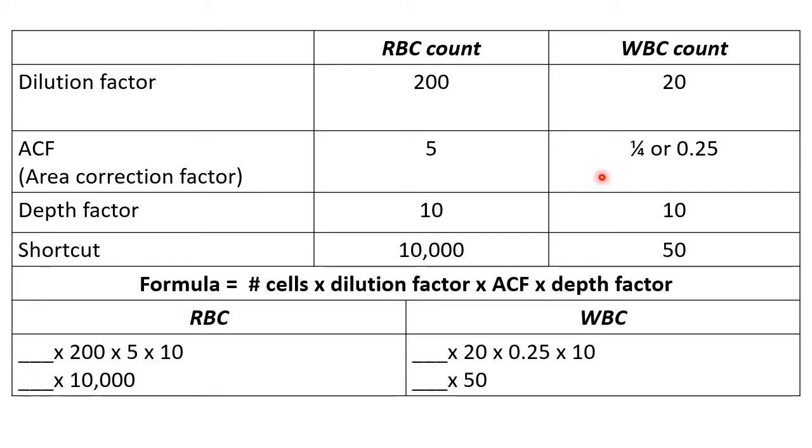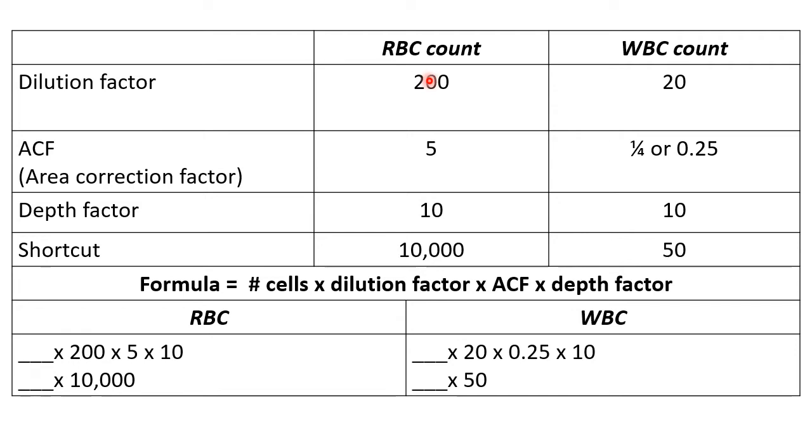Ang explanation dito is that hindi nga pantay yung area, kaya natin tinawag na ACF, no, area correction factor, to adjust for the area of the square. Okay? Ay, 4 yung square na ginamit natin. So, 1/4 or 0.25 ang ACF natin for WBC. Sa depth factor naman, parehas sila, no? Since the same ang depth all throughout the Neubauer counting chamber, which is 10.